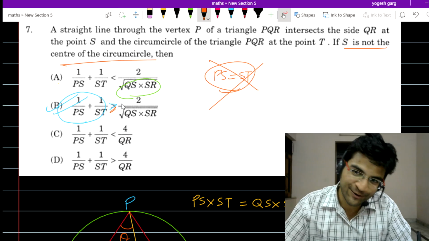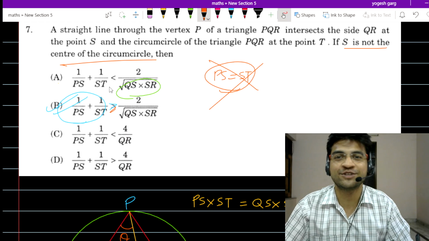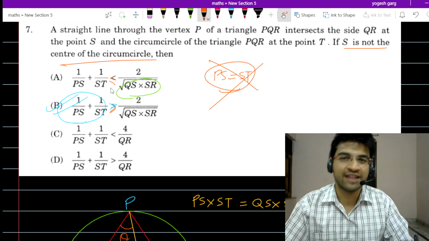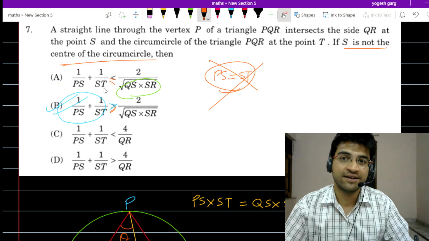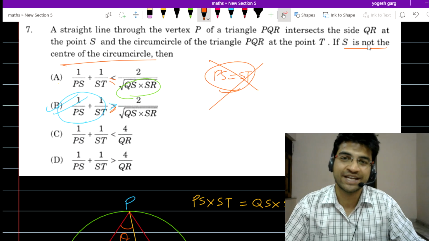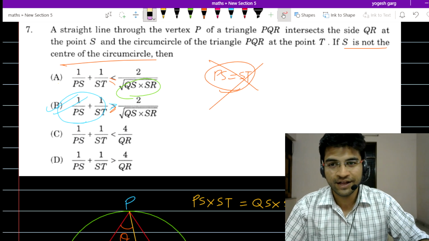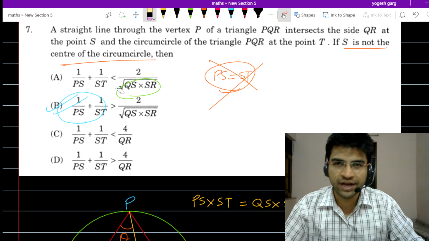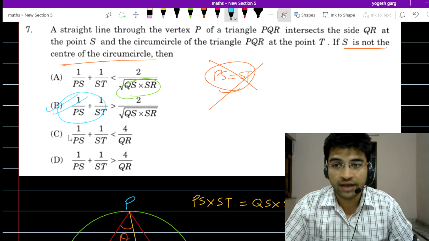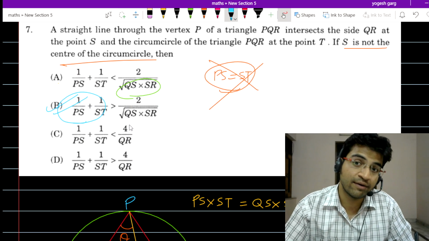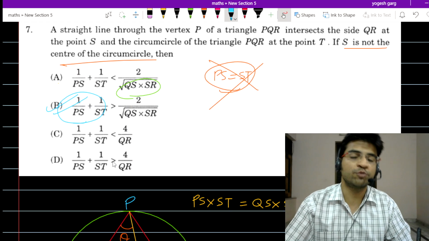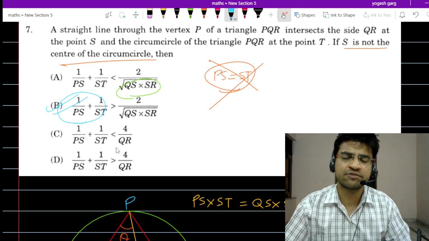So they have used this point to confuse a student, because whenever there is an equal to sign over here, you can think of AM-GM, but they have deliberately kept this question such that S is not the center of the circumcircle, right? Okay. Now what do we have to do? We have to think whether this expression is less than 4 by QR or greater than 4 by QR. Now how to proceed ahead? How to relate this with QR?